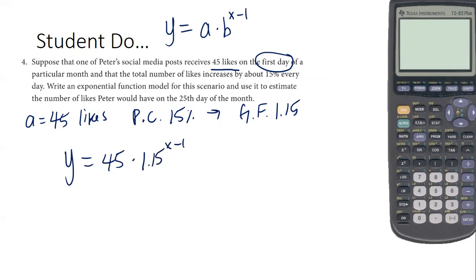And it's x minus 1. Why are we x minus 1? It's not at 0. Our initial is not at 0. Are we okay with that? Okay, so there's our model.